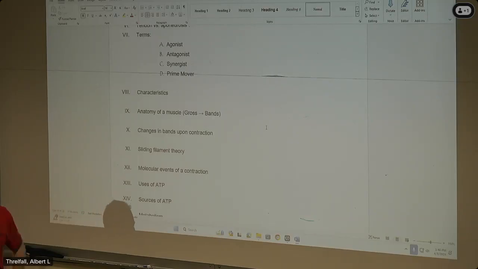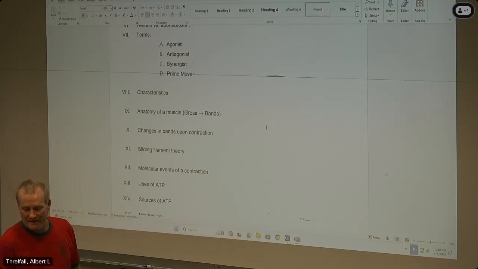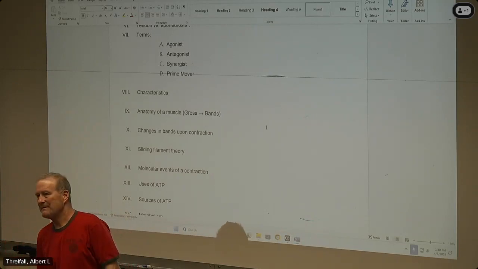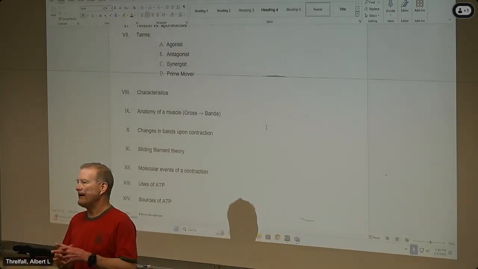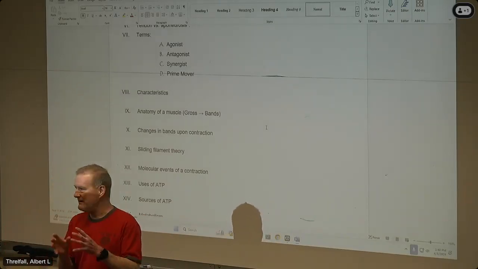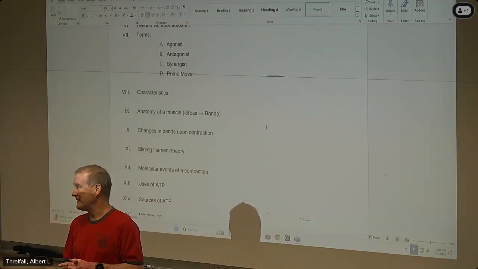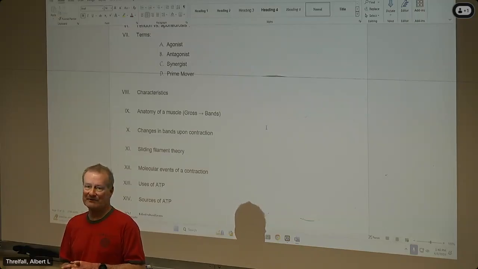Muscle tissue, and I mean all 3 types, skeletal, smooth, and cardiac, they have 4 characteristics. Now listen, let me tell you right up front, this lecture's 90% physiology, and you'll probably enjoy it. It's kind of cool, and you'll definitely prefer it over memorizing the muscle chart.